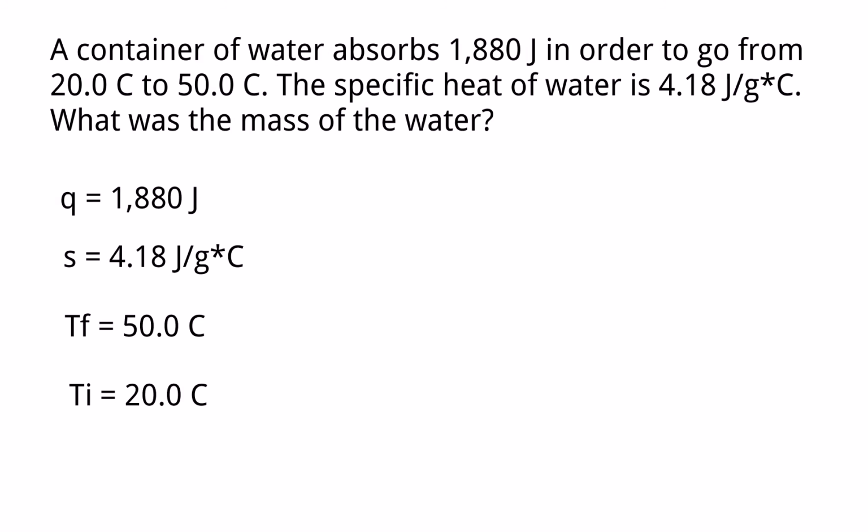So let's do one more. You don't always calculate heat, although that tends to be one of the most common ways you use the equation. You could certainly find other pieces of information provided you're given all of your other variables. So let's take a look at this one. A container of water absorbs 1,880 joules in order to go from 20 degrees Celsius to 50 degrees Celsius. The specific heat of water is 4.18 joules per gram Celsius. What is the mass of water?